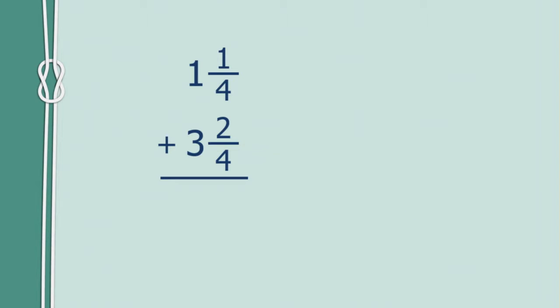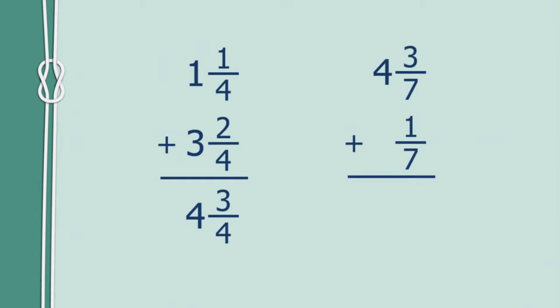Add the fraction. That's 3/4. Add the whole number. 1 plus 3 is 4. 4 3/4. What is 4 3/7 plus 1/7? Yes, it's 4 4/7. Now, sometimes when you add a mixed number, you might need to do some renaming. I know you can do this because we've already worked on the skills that you need.